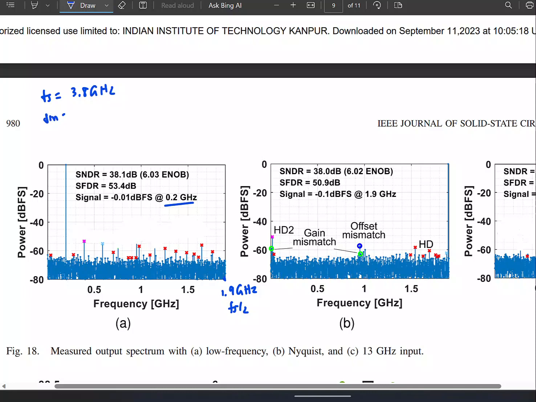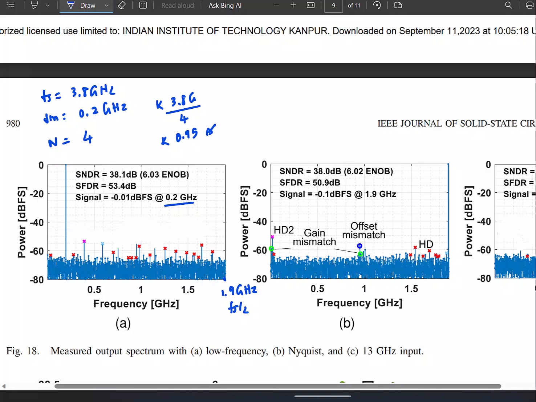If there is any mismatch in the offsets in these 4 channels, remember the number of channels interleaved is 4, what will be the additional frequency components I will see? Yeah, k·fs/N. So k times fs is 3.8 gigahertz by 4. This is 0.95, right? So I should see one tone at 0.95 for sure.